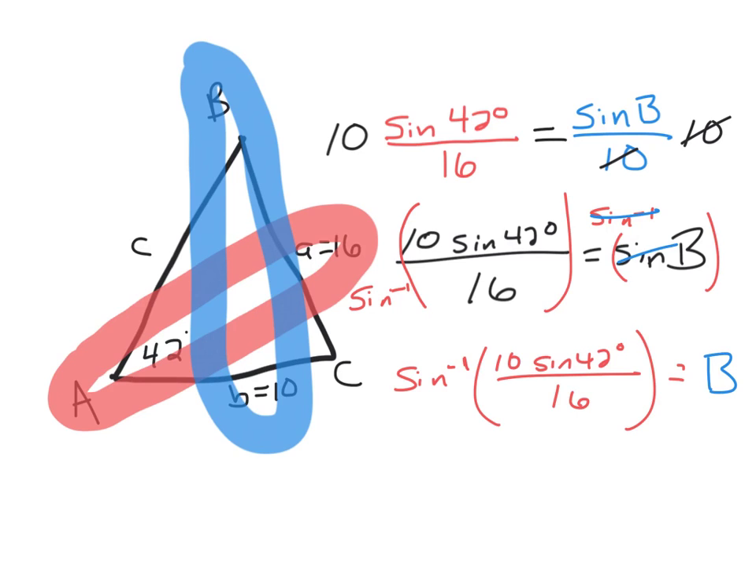You've got to make sure your calculator is in degree mode, and what kind of calculator you have. But on mine, I hit the mode button, and I change it to degrees. And I'm going to hit second sine, 10 times sine of 42, close my parentheses for my angle, divided by 16. I'll take a picture of this and send it to you. This ends up being around 24.72 degrees.